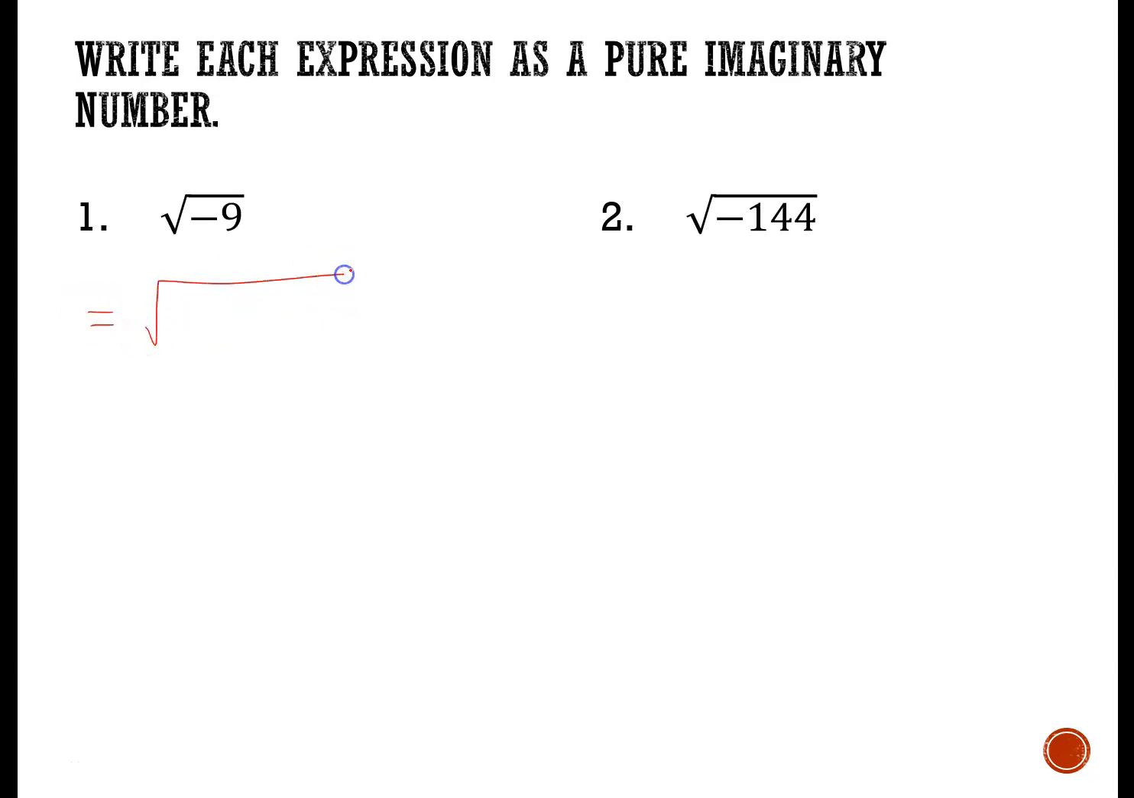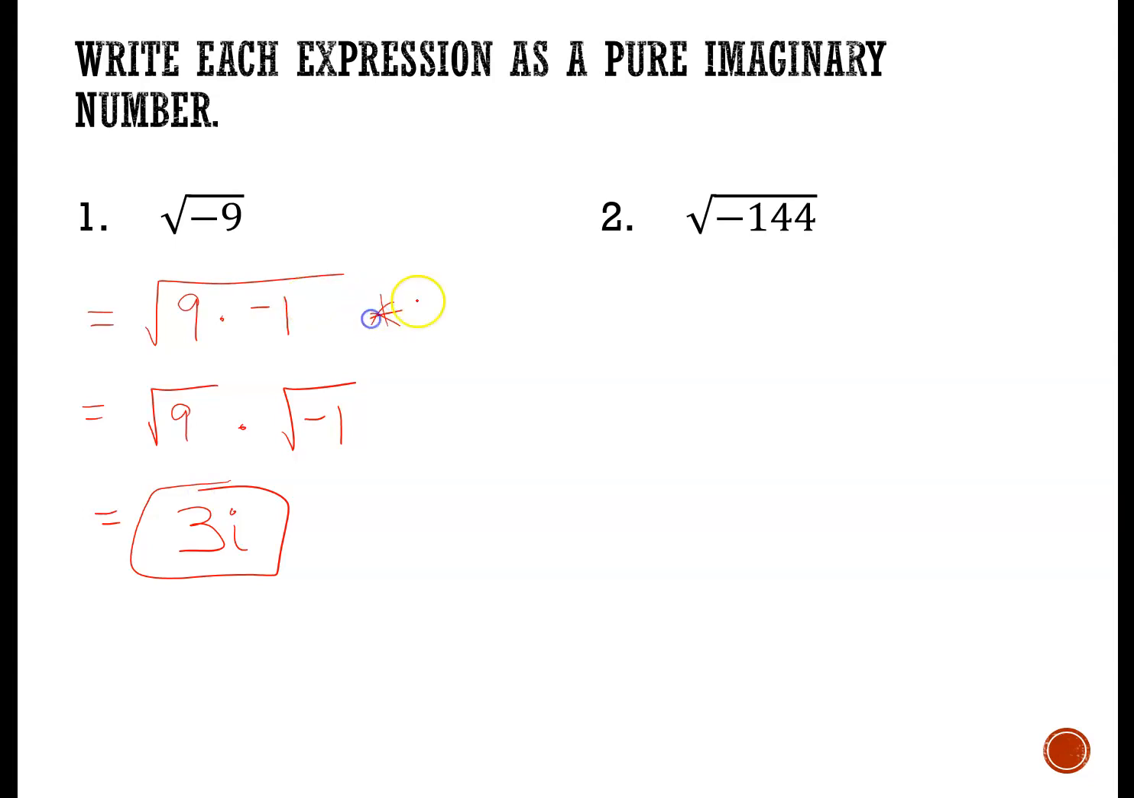So we could split up negative 9 into 9 times negative 1. And then we could split that radical into the square root of 9 times the square root of negative 1. And the square root of 9 would be 3. And we just saw that the definition of the square root of negative 1 is i. So our answer is 3i. And we don't have to show these two steps. We can just go to 3i.